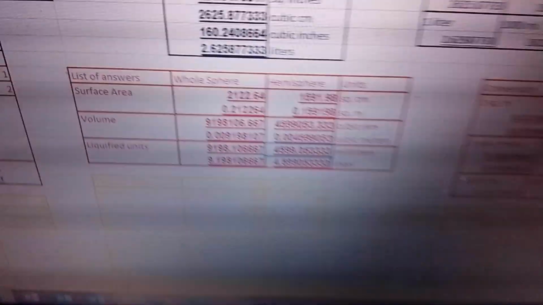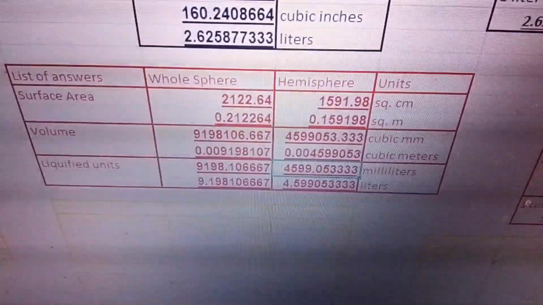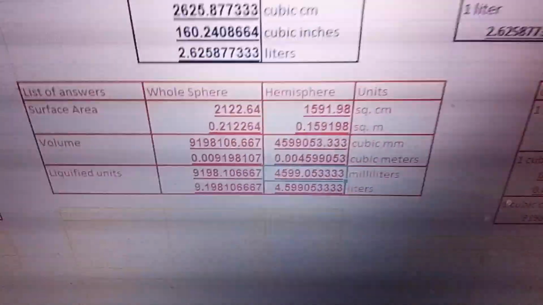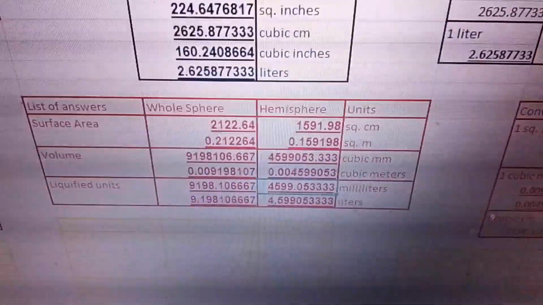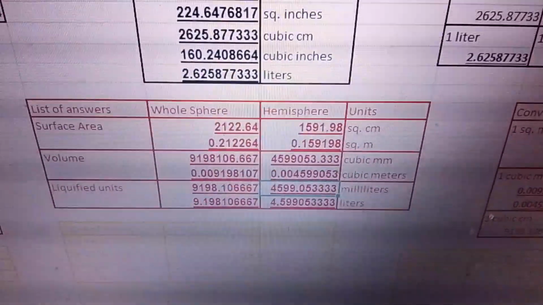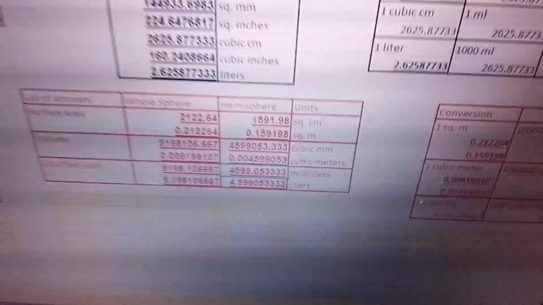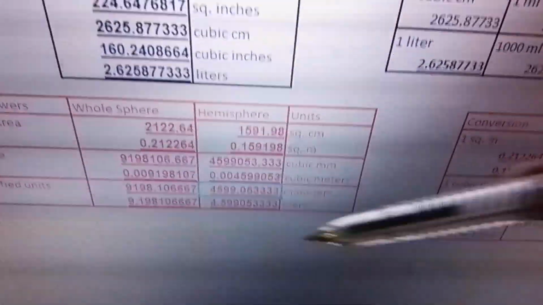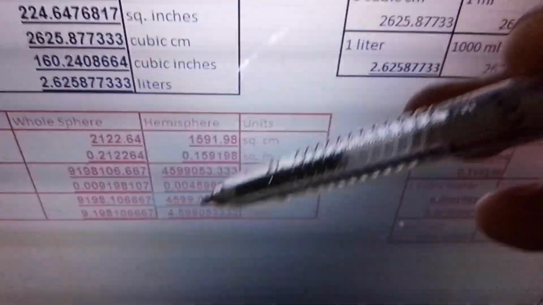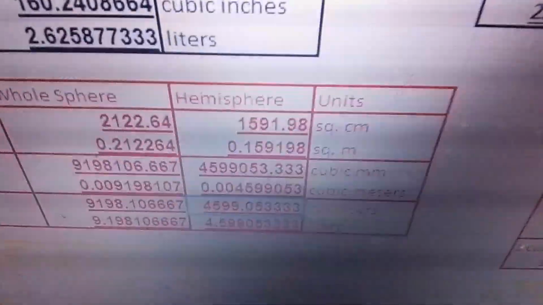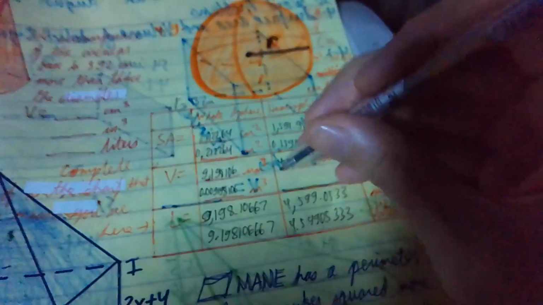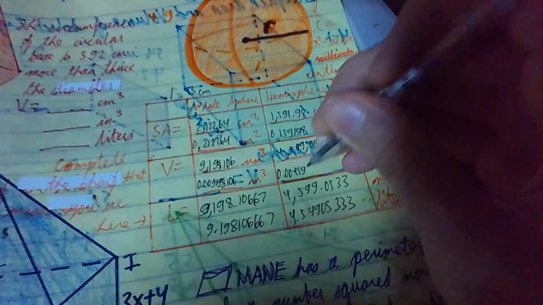But if it were in cubic meters, we should move the decimal point 6 places to the left. Why? Because from cubic centimeters to cubic meters, 1 meter is 100 cm, but cubing 100 will give you 1 million. So dividing by 1 million will let us move the decimal point 6 places to the left. It goes like this. It stopped at 90. So, 1, 2, 3, 4, 5, 6. Therefore, the final answer is 0.00459 something, 0.0045995.